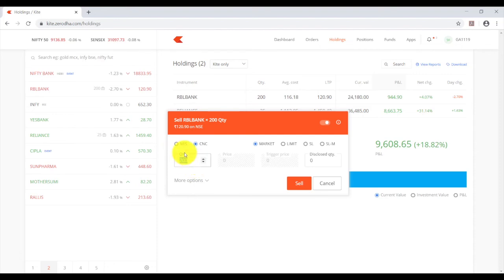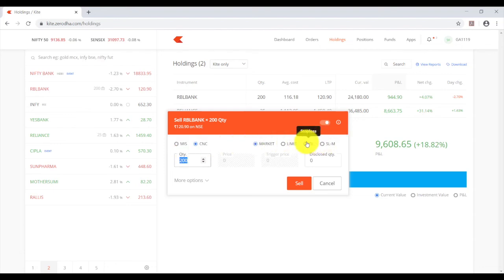Now, the two orders that were remaining are stop loss and stop loss market. I'm going to teach you from the point of view of selling. Since I own 200 quantity of RBL and I purchased it at 116.18, and at the current moment it is trading at 120.90, which is a good amount of profit if I think about it. So what I can simply do is sell it.